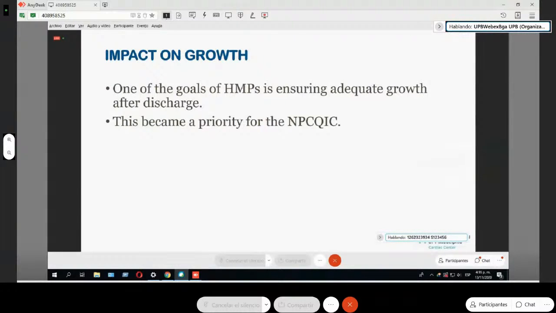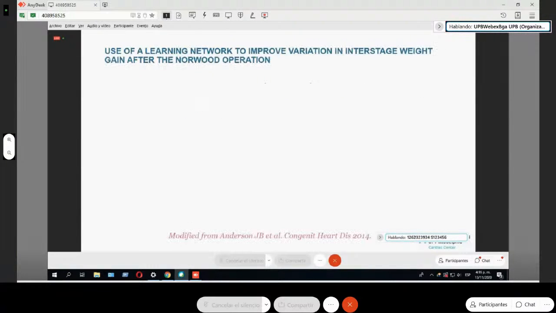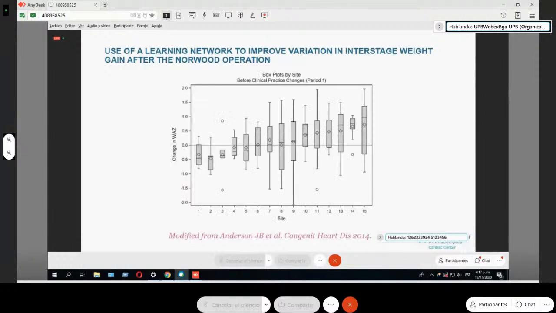Ahora, ¿qué ocurre con los bebés? Con el impacto de las metas del monitoreo en casa, es asegurar un crecimiento adecuado tras el alta, y esto se ha vuelto una alta prioridad para el NPC-QIC. Aquí tenemos un estudio que fue publicado hace unos años.